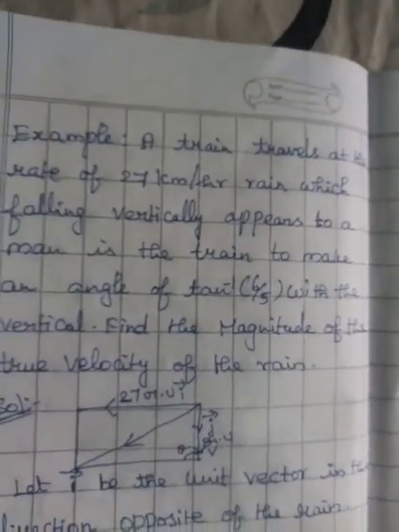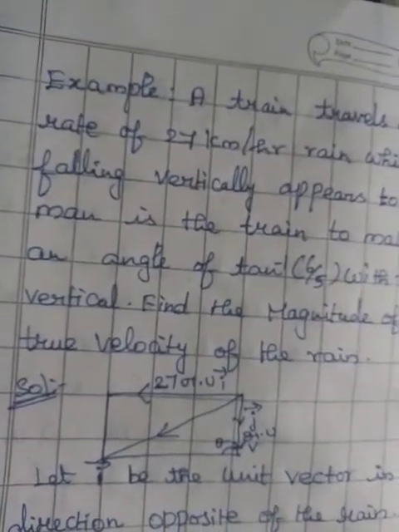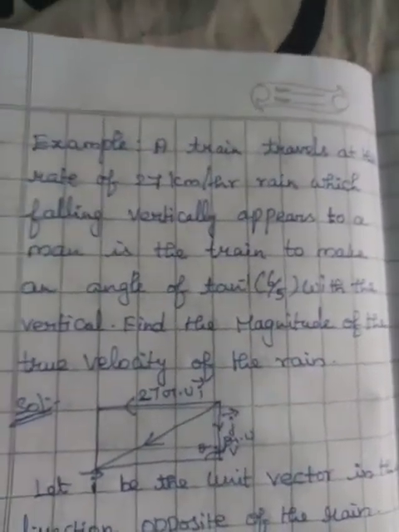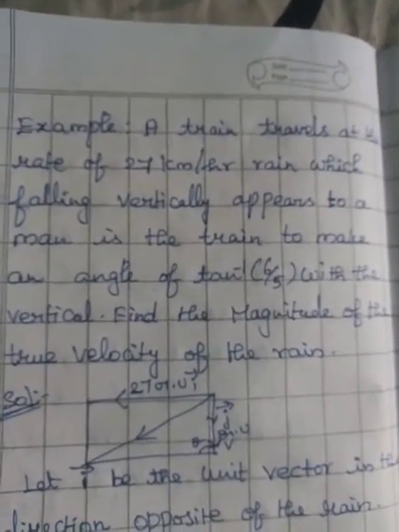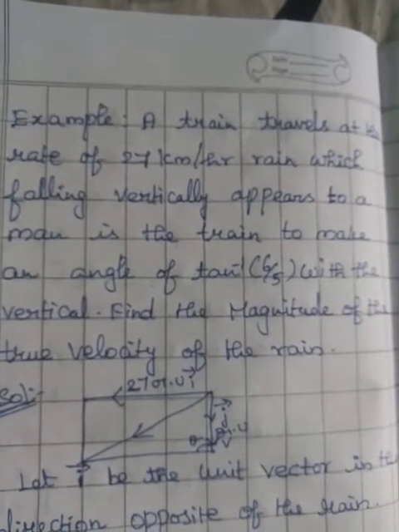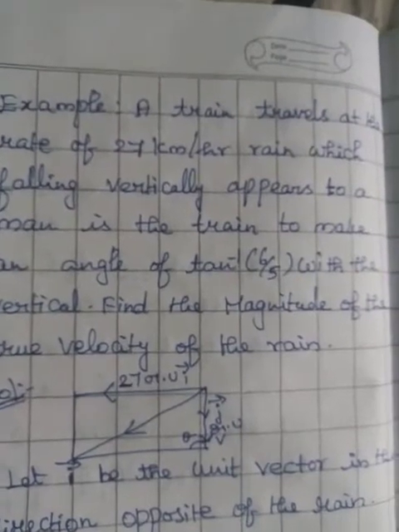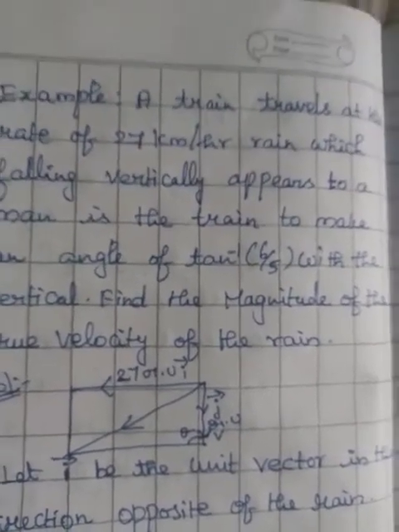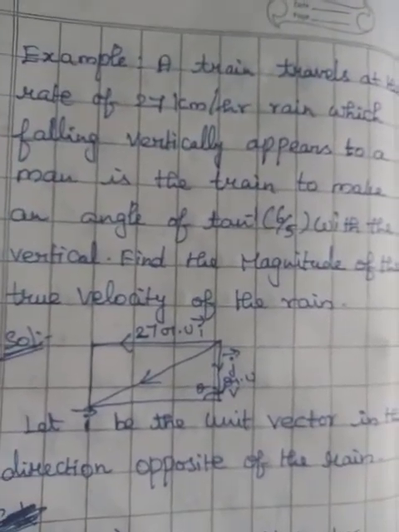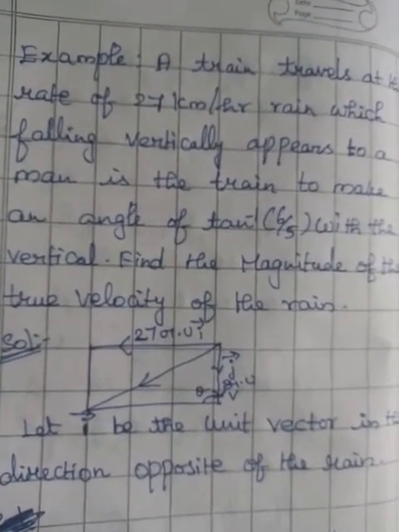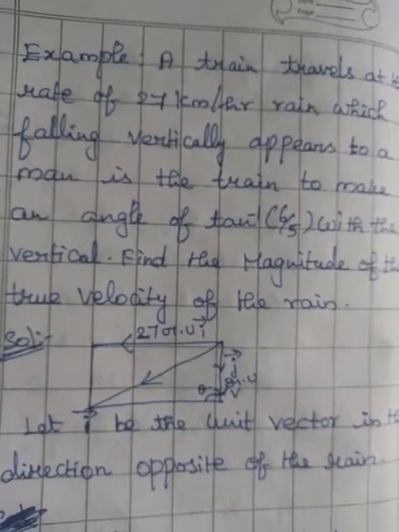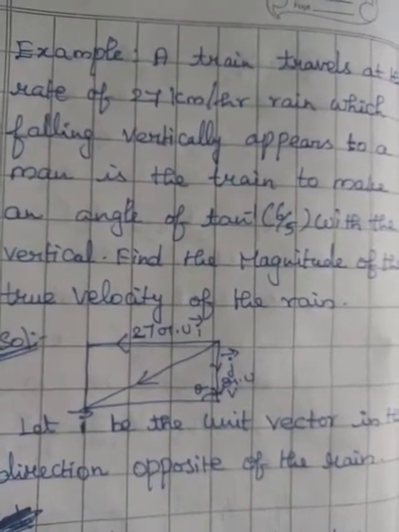Next example: a train travels at the rate of 27 km per hour. Rain which is falling vertically appears to a man in the train to make an angle of tan inverse of 6/5 with the vertical. Find the magnitude of the true velocity of the rain. Solution: this is the diagram.